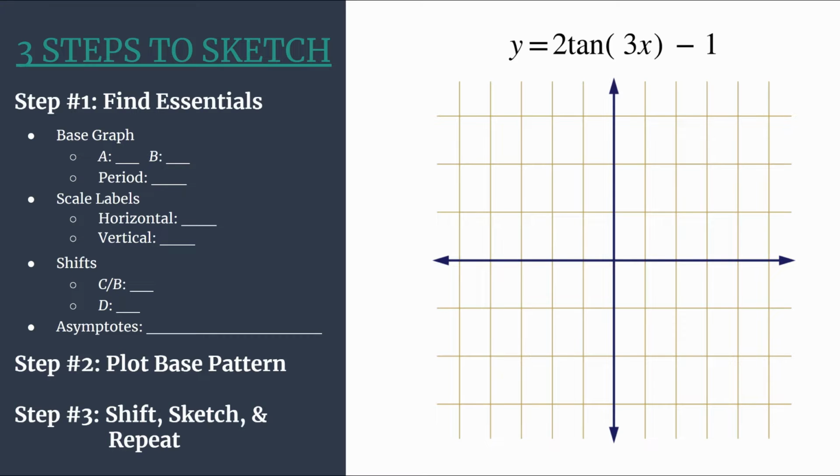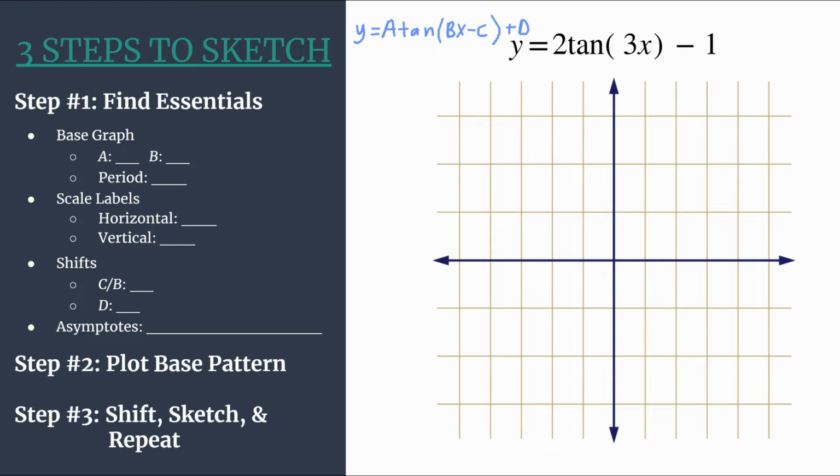So let's remind ourselves of the general form for a shifted tangent equation. That's y equals a tangent bx minus c plus d. Okay, so now we can jump into the method, and we'll start with step 1, which is to find our essentials. And we'll focus in on our base graph first, label our axes, and then we'll tackle the shift in this case, and the asymptotes equation.